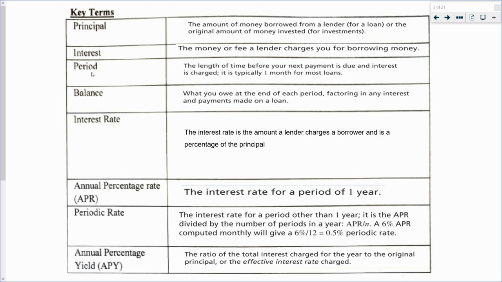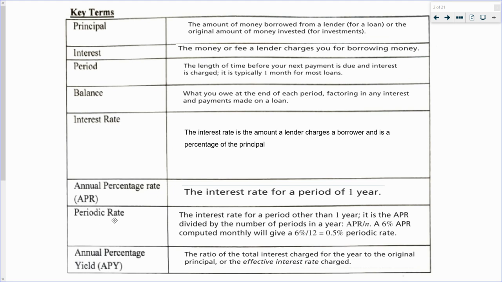The period is the length of time before your next payment. And with loans, it is typically monthly. I mean, if you think about a car loan, a home mortgage, even a credit card, which is actually a way of borrowing money, those bills are due monthly. But it can be different depending on what you're buying. Like furniture can have a different period than monthly. A balance is what you owe at the end of each period. An APR, or annual percentage rate, is the interest rate for a period of 1 year.